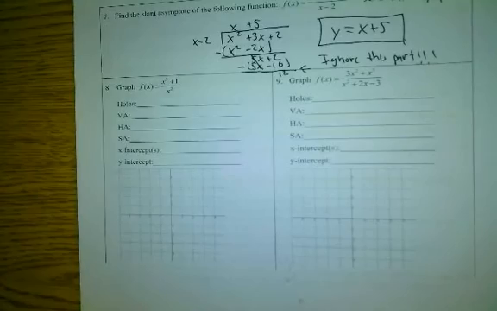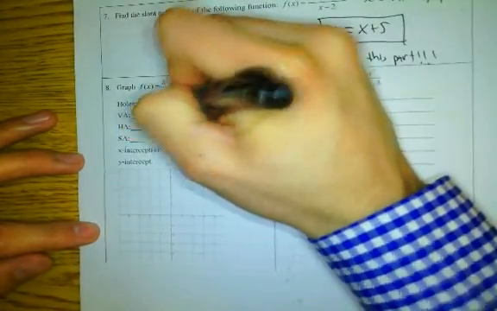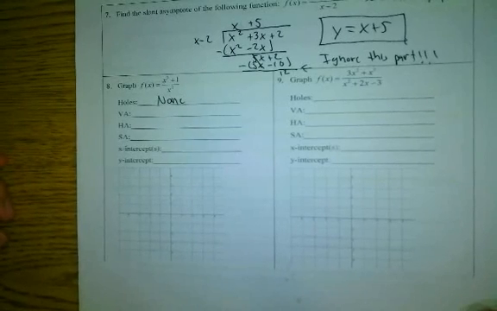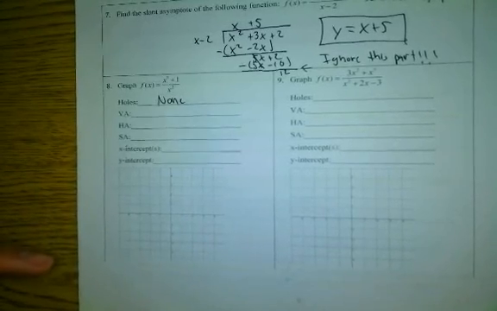Wait, hold up. Can we go back to that? When can you not have a vertical? I messed up. Vertical asymptotes are the ones that go up and down, right? So my bad. Do we have a vertical asymptote? Yes, we do. I'm sorry. X squared equals 0, so that means we have a vertical asymptote at x equals 0. That's on me.